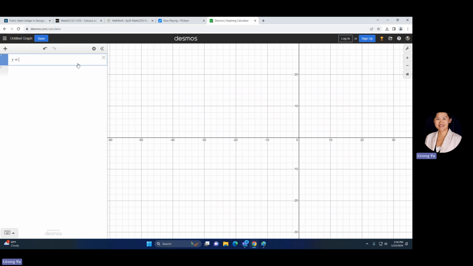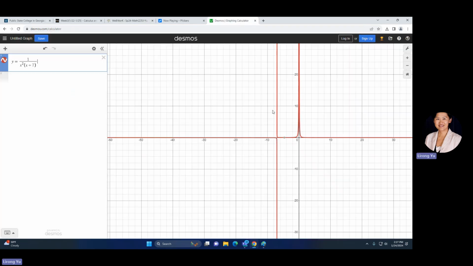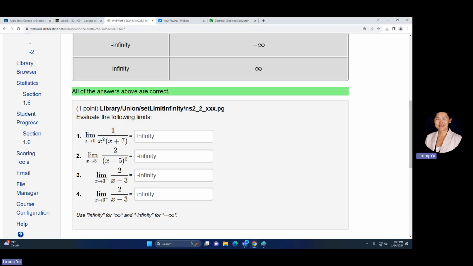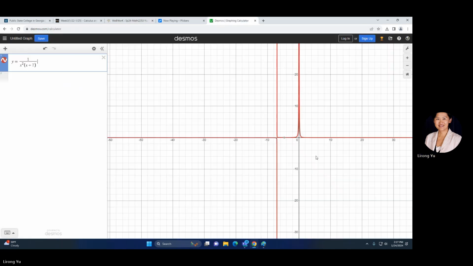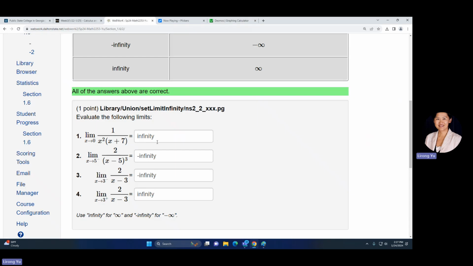For example, the first one is 1 over x squared times x plus 7. Right? So we want to know the limit value at 0. You can see that when you zoom in, the behavior around 0 is infinity. There's positive infinity for the first one. I look at it on the graph.